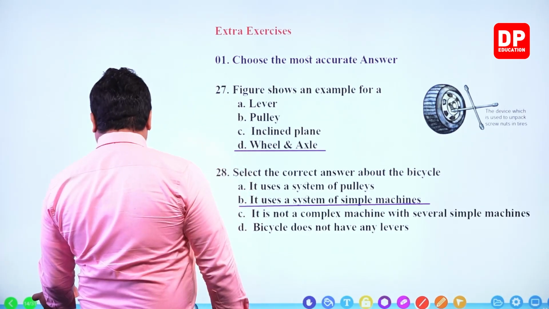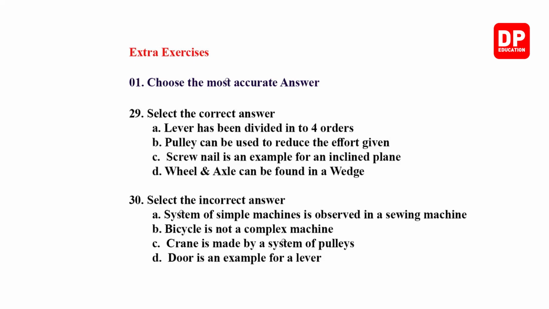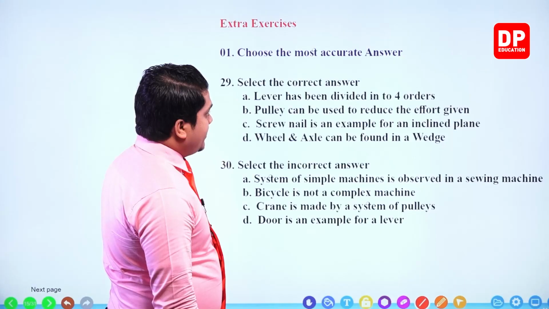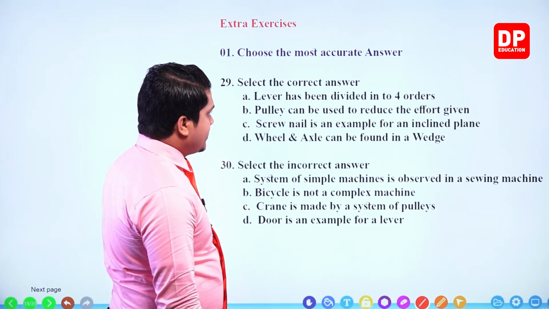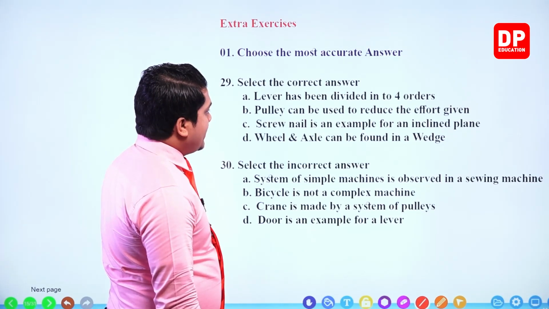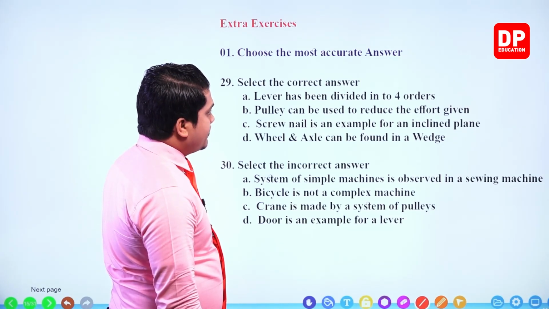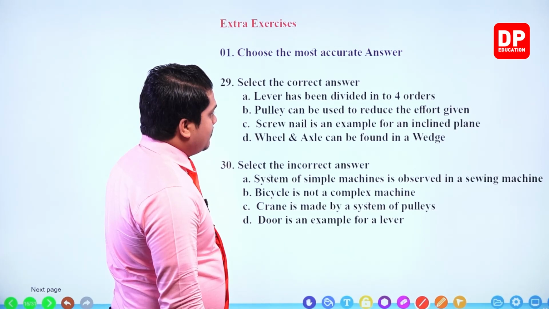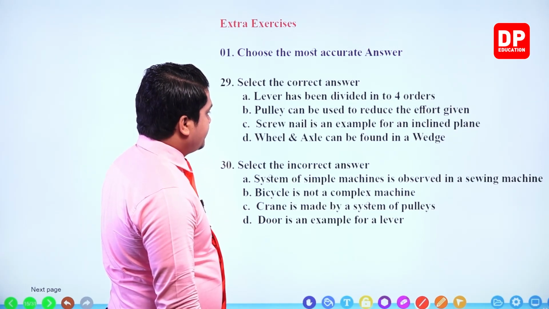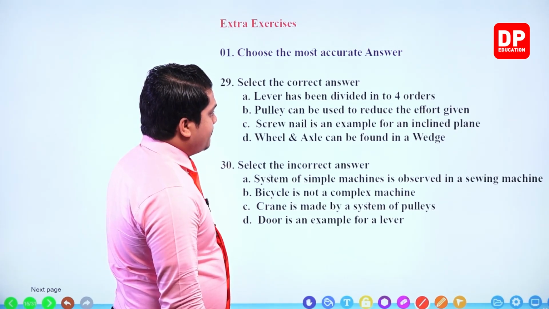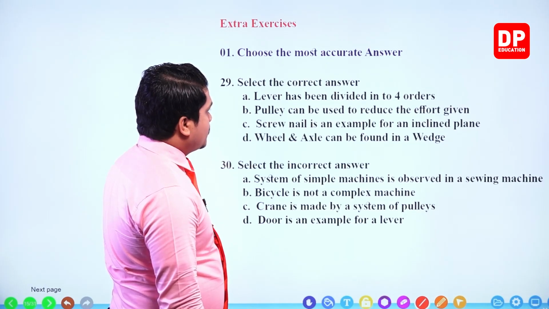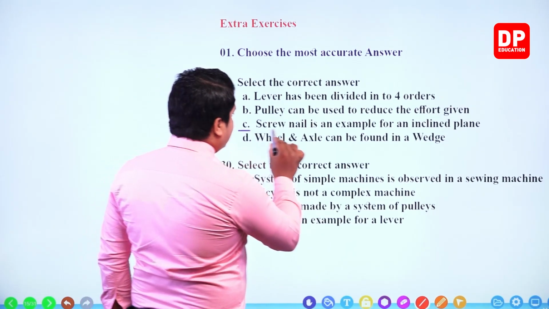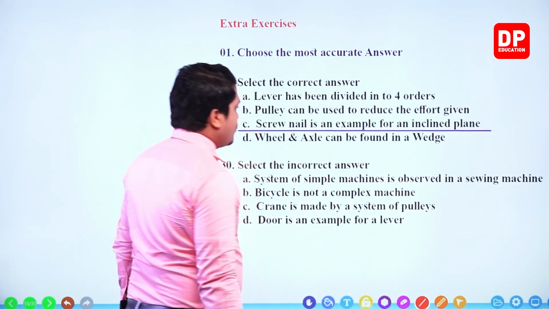Okay then. Select the correct answer. Lever has been divided into 4 orders. Incorrect. Pulley can be used to reduce the effort given. Once again, incorrect. Screw nail is an example for an inclined plane. Wheel and axle can be found in a wedge. So the correct answer would be C, my dear children. Can you remember?